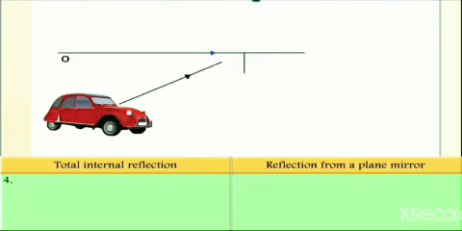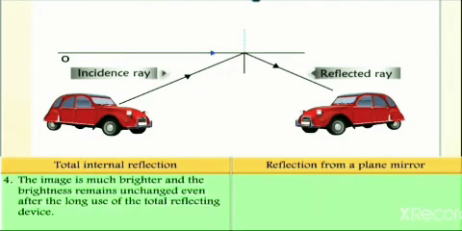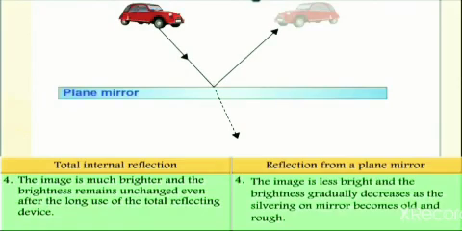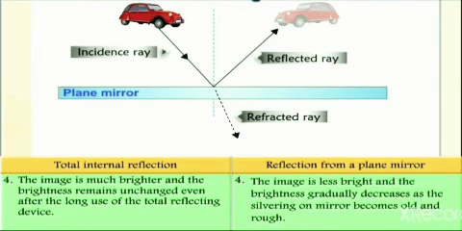In total internal reflection, the image is much brighter and the brightness remains unchanged even after long use of the total reflecting device. Whereas, in reflection from a plane mirror, the image is less bright and the brightness gradually decreases as the silvering on the mirror becomes old and rough.